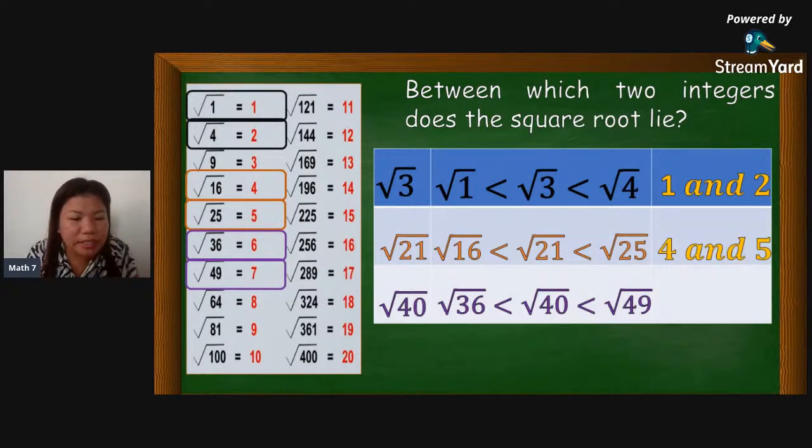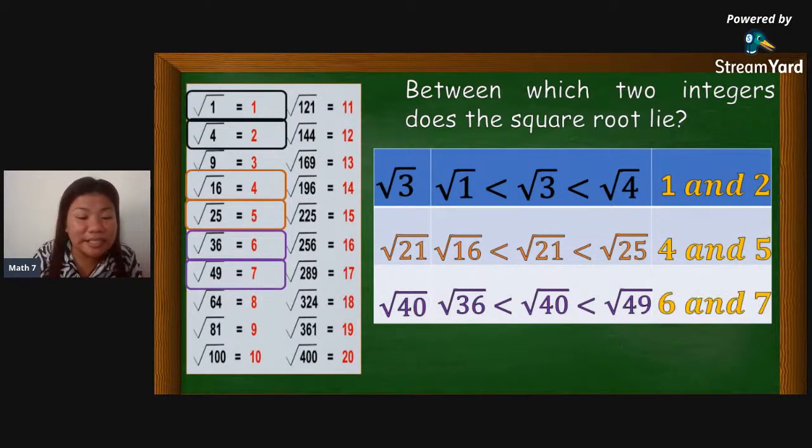Square root of 40 is between what integers? Okay. The correct answer is 6 and 7. So, ang nakakuha ay si Syra, si Althea, si Angel, si Mikaela, si Ella, si Althea, si Rona. Very good. Si Princess. Asan si Hana? Nakuha ba ni Hana? Hindi pa nagchat-chat si Hana. Okay.